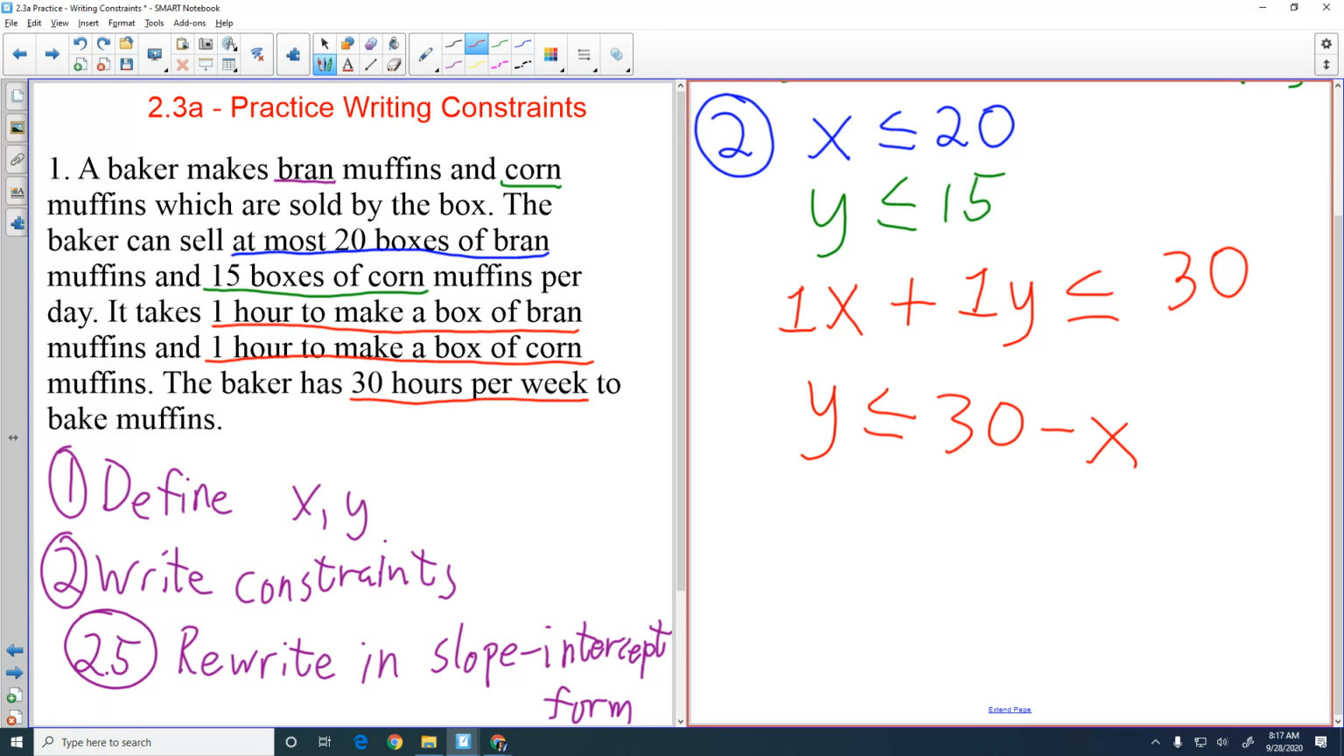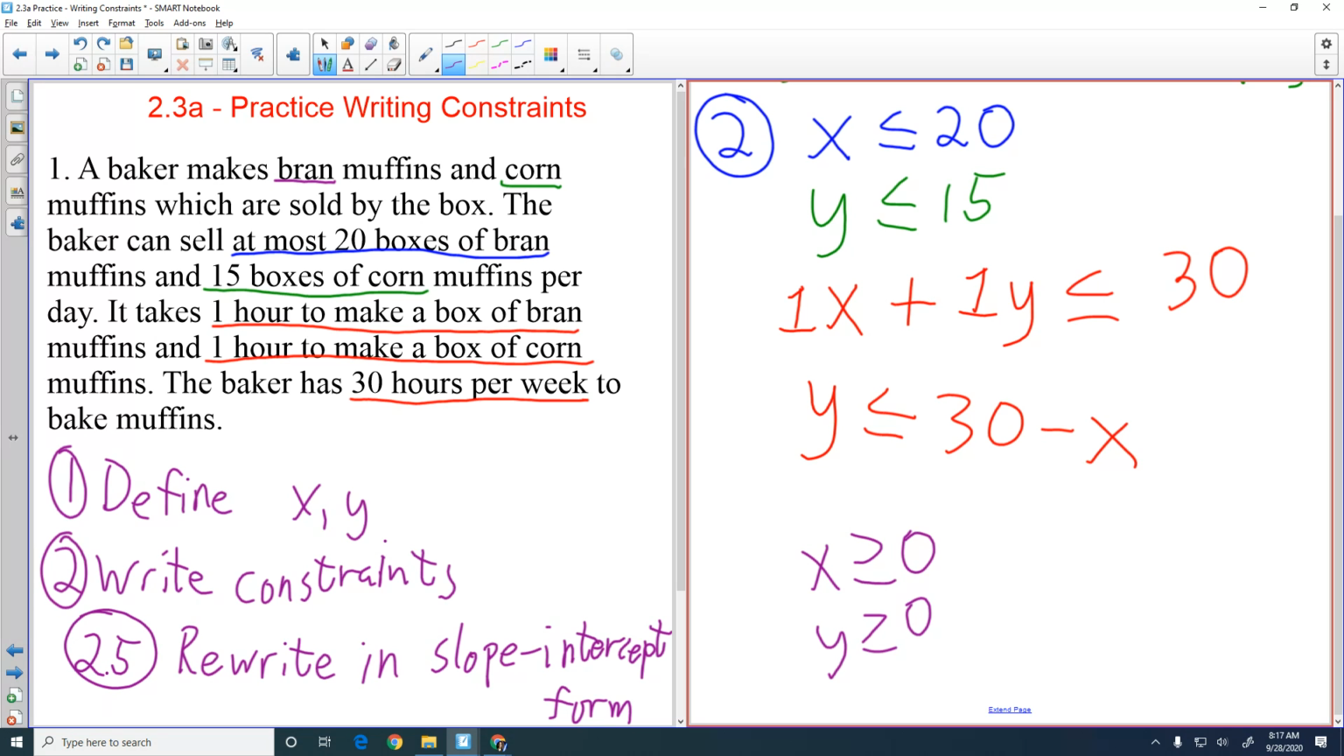And then last thing, remember we do have those ground constraints, but as long as you say in quadrant 1, you don't need to explicitly say that or explicitly graph it, but just know that, hey, I can't have negative boxes of bran muffins and I can't have negative boxes of corn muffins. You don't really need to write those out, but just keep that in your head that, yeah, obviously we're going to be staying in the positive numbers here.